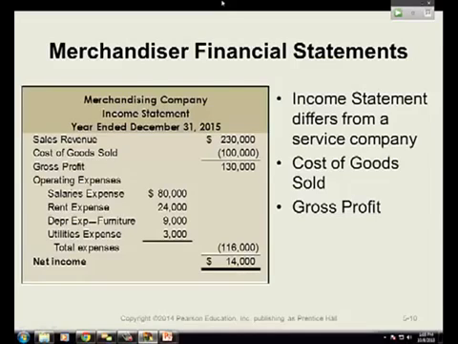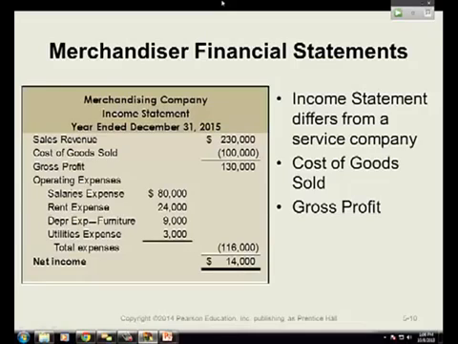a service entity. We said a merchandising company would be different because they're selling goods rather than providing services. When you are selling a product rather than providing a service, you wind up with a cost of goods sold. This is one of the key differences, and that's what we're looking at now. Some of the primary differences with the financial statements of the merchandiser versus the service entity.